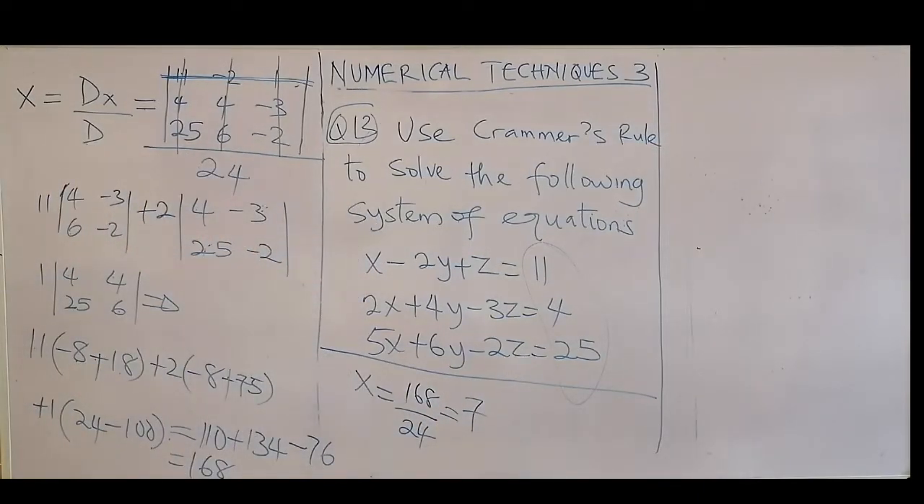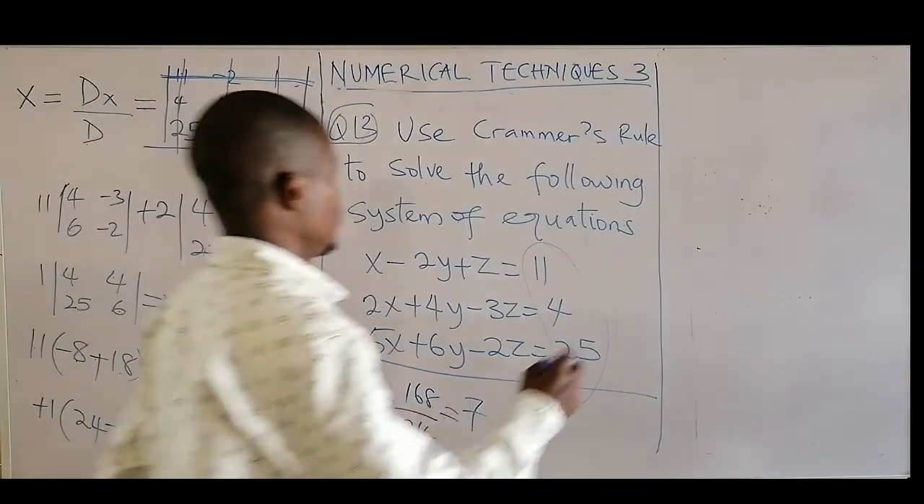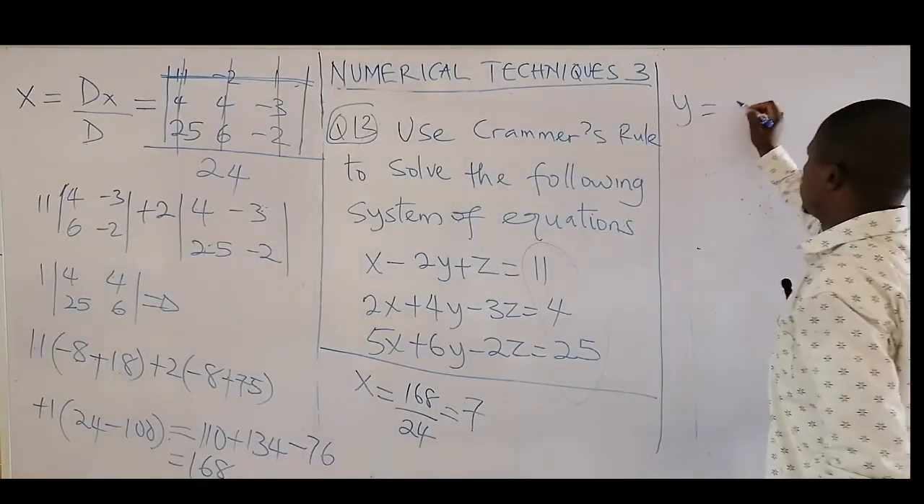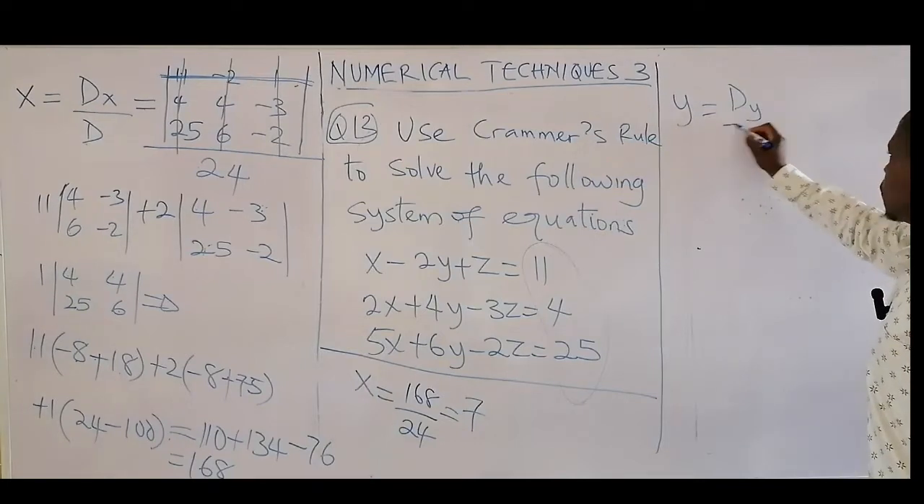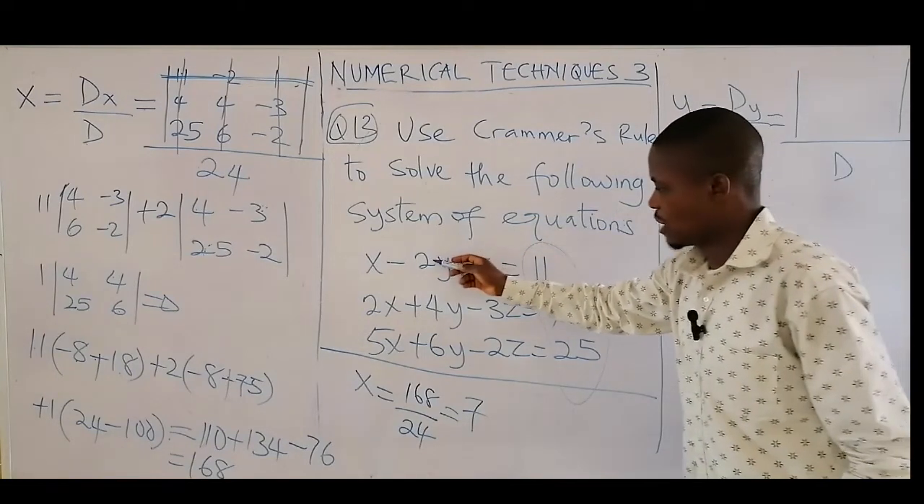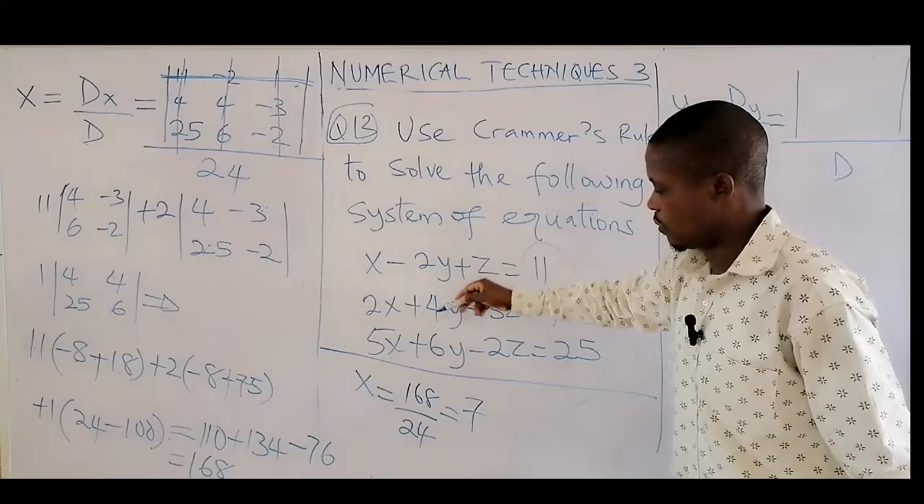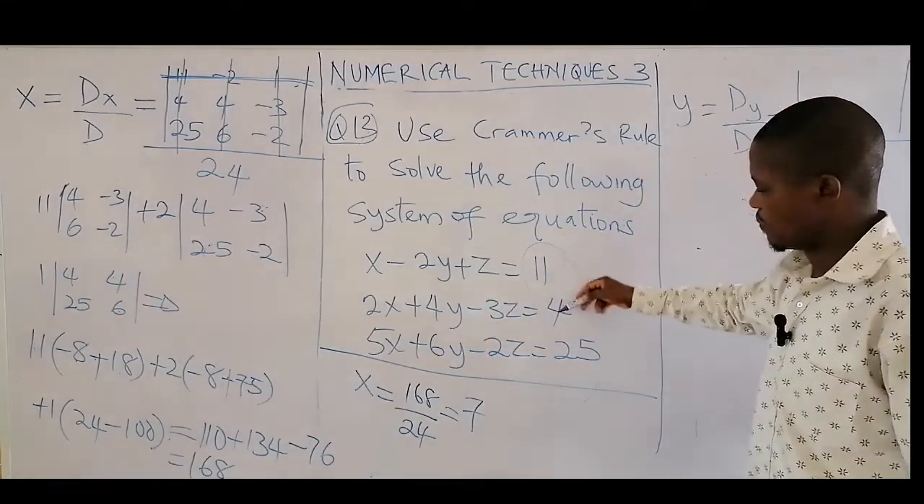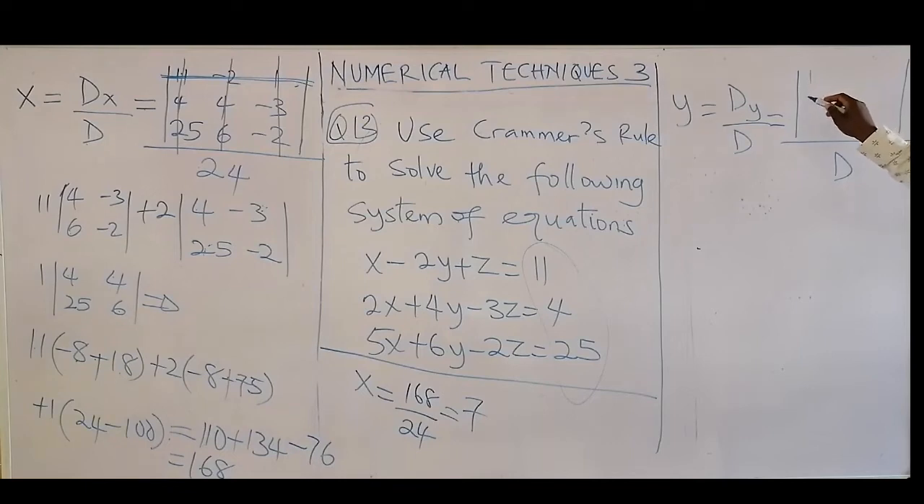So let's get the y value also. For the y value, it's also simple. It's going to be d subscript y over the original determinant. The only change is that all other elements will be the same except the y coefficients, -2, 4, 6, which will be replaced by what you have here. So that will be 1, 2, 5. Don't forget the column: this is for x, this is for y, this is for z.